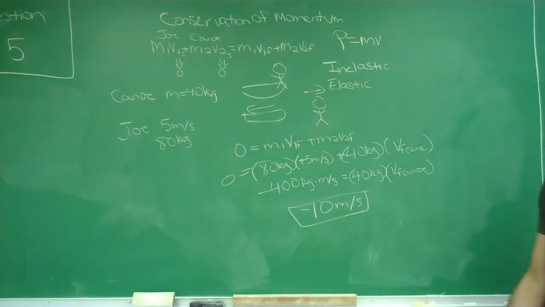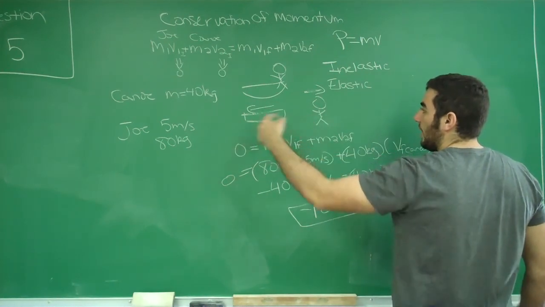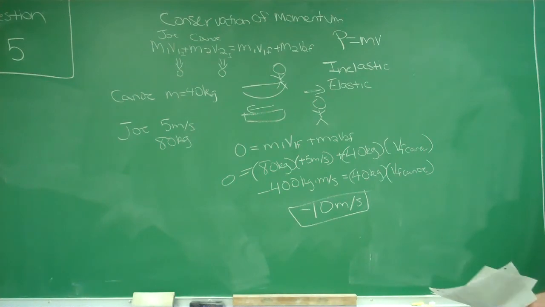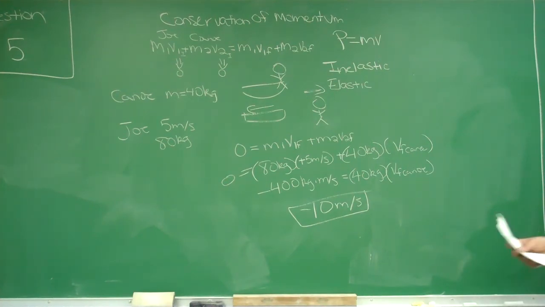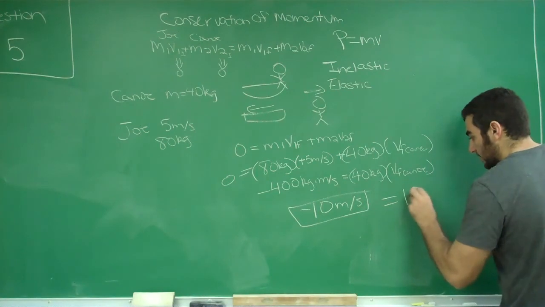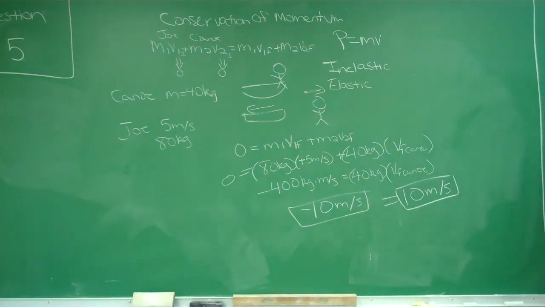The reason this is negative is because if Joe jumps to the right and the canoe goes to the left, Joe is positive and the canoe is negative. The answer choices are all positive in this case, so it should be asking what is the speed of the canoe. So the answer choice for this is answer choice 1 with a speed of 10 meters per second.